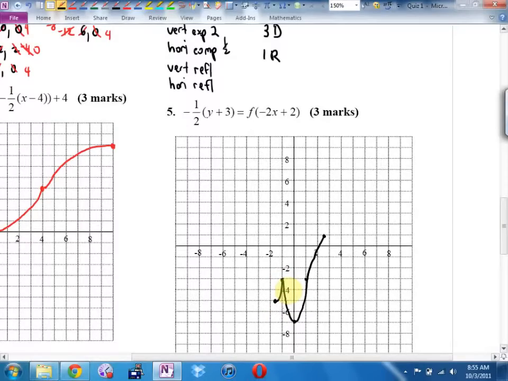Let's prove it. 6, 0, vertically expand it, still 0. Horizontally compress it, 3. Vertically reflect it, still 0. Horizontally reflect it, -3. 3 down, 1 right, yes, there I am. There's my little mouse. Same as number three. 3 marks, there's 6 transformations, so a half mark for each transformation, but a half mark off for each point that's in the wrong place.